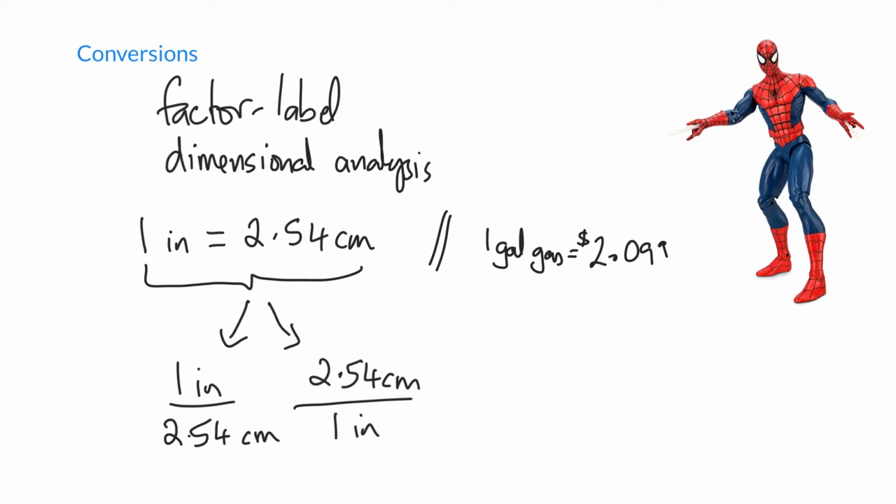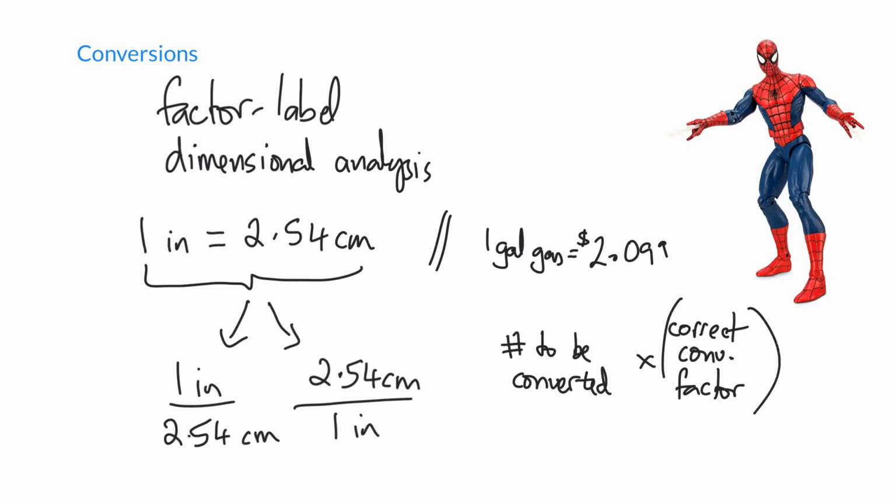So how do you do a conversion? Well, you take the number to be converted. So maybe it's a length in either centimeters or inches, and I multiply it by the correct conversion factor. If you are saying, "Well, how do I know which is the correct conversion factor?" Right, grasshopper, here's what I'm going to show you in the next slide, how to figure it out.